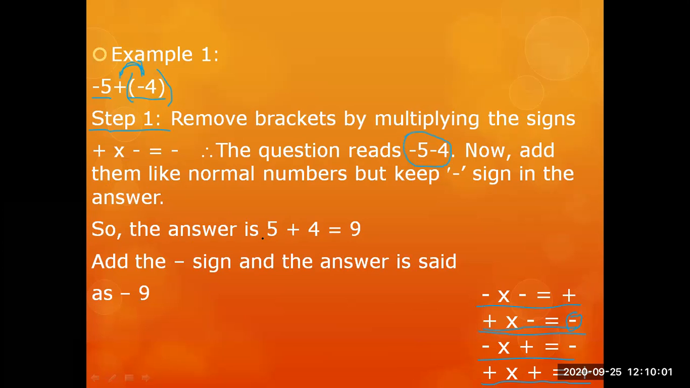So, 5 plus 4 is 9. So, we have got the normal addition answer as 9. Now, we need to add the minus sign. So, it becomes minus 9. So, minus 5 plus of minus 4 is minus 9.